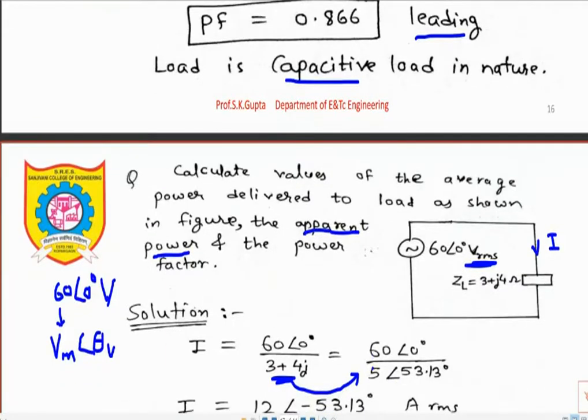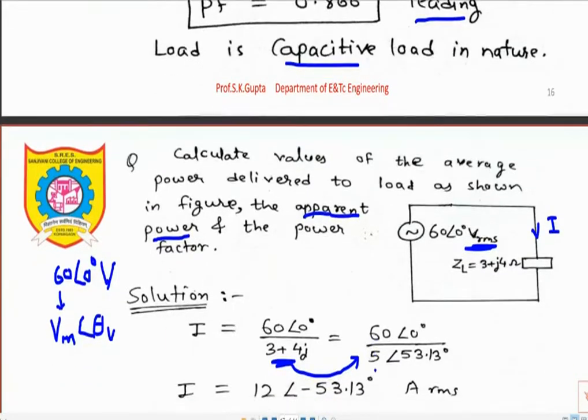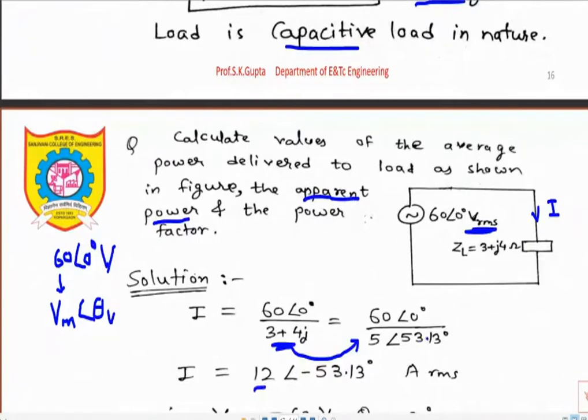So magnitude divided by magnitude, 60 divided by 5 is 12. And this angle comes in the numerator, so it is getting subtracted. So 0 minus 53.13, that means minus 53.13 degree. So this is the value of current. Now one more important point: as my voltage was RMS voltage, this is not peak current, this is RMS current. So I RMS value is 12 ampere.